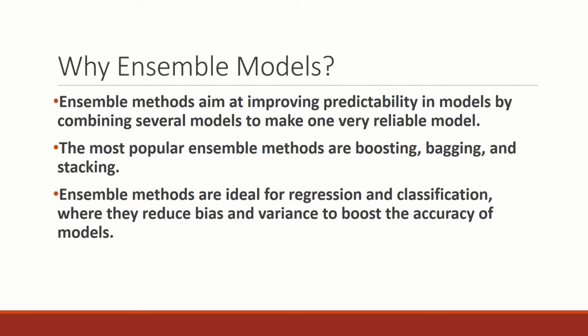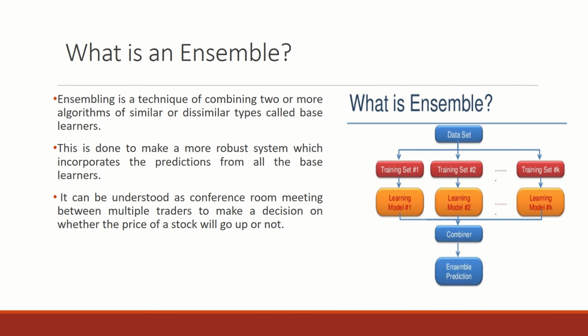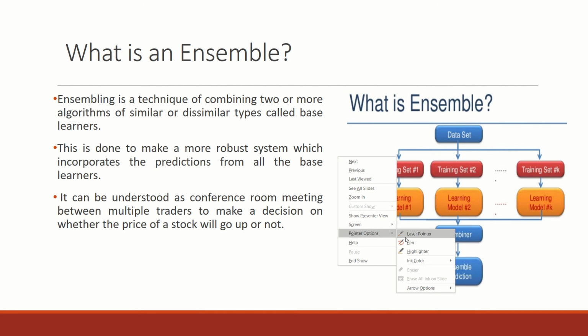So ensemble methods are very commonly used for regression and classification. Each one of them has a different purpose. One is to reduce the bias, the other is to reduce the variance, and another will increase the accuracy of the model. So one easy way to see this is the easiest representation of what an ensemble is, which I could get.